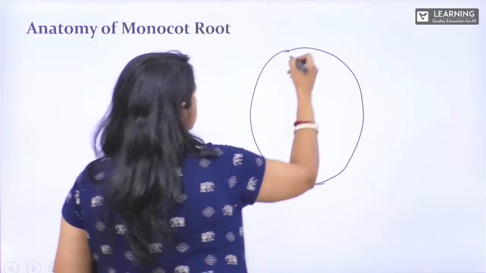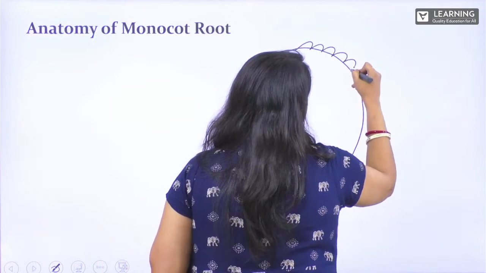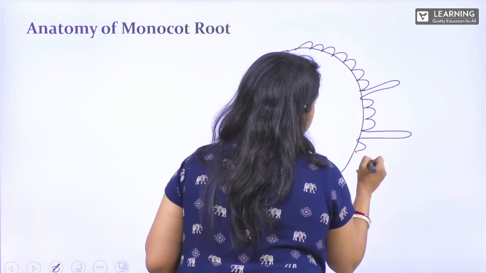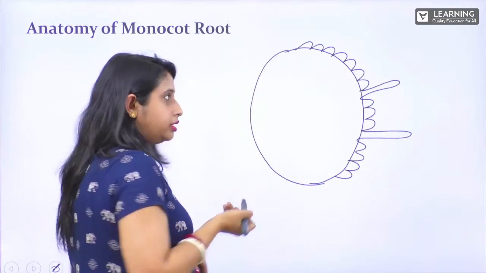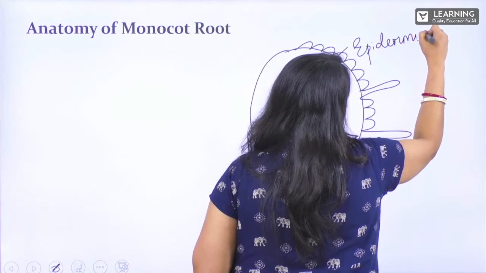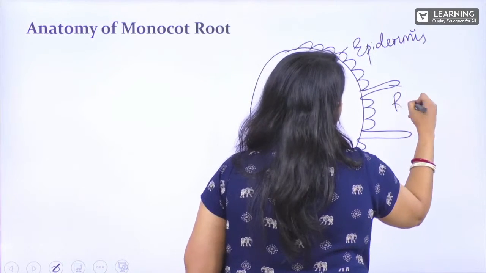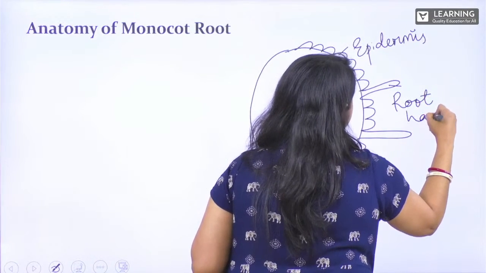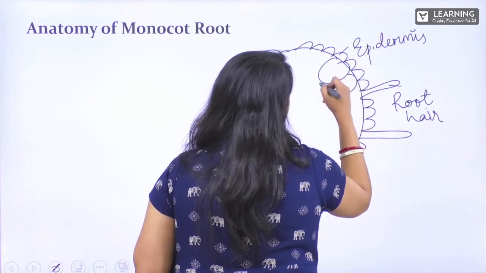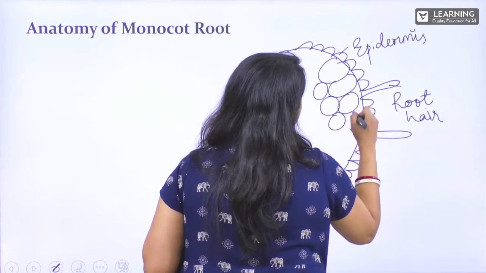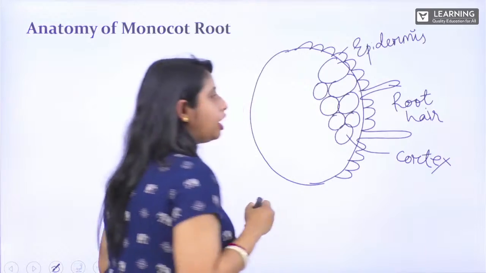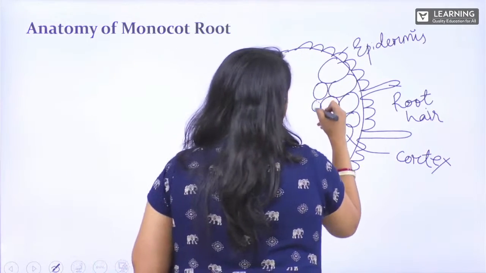See, this one is your outer layer, that is your epidermis. Epidermis. This is your root hair. These are the root hair. So if we see here, you will find the cortex. Here we will find the cortex layer. Just after the epidermis, the next layer is your cortex.